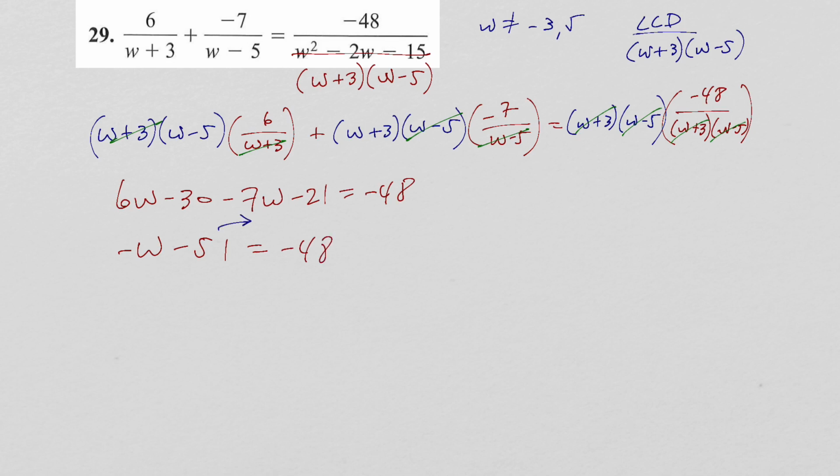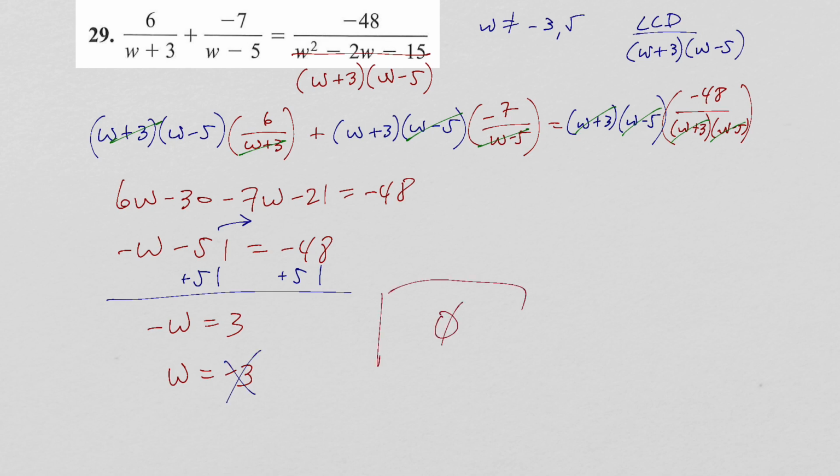I'll move my 51 to the right by adding it. And I'm going to get negative w is equal to positive 3. So that tells us that w is equal to negative 3. But I can't circle this because this is one of our restricted values. So this is not allowed and has to be thrown out. And therefore we end up with no solution.